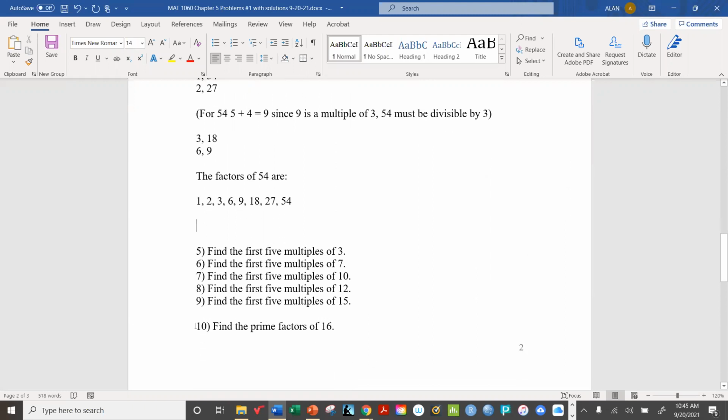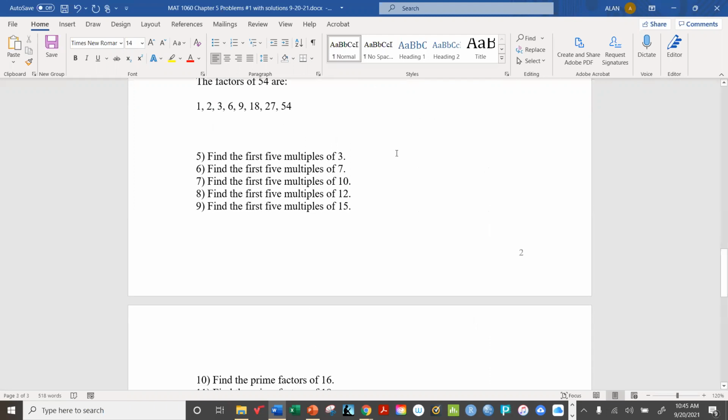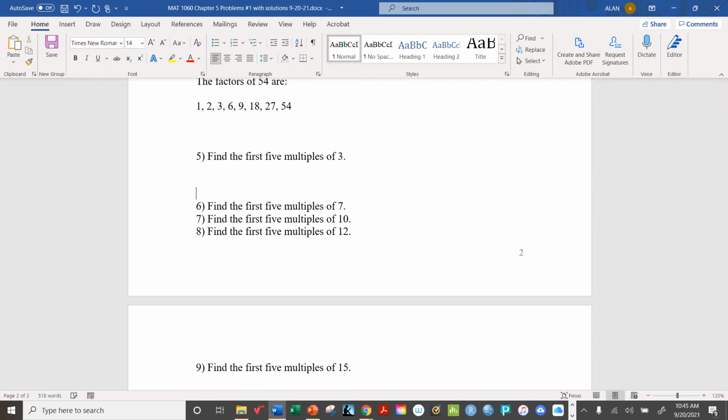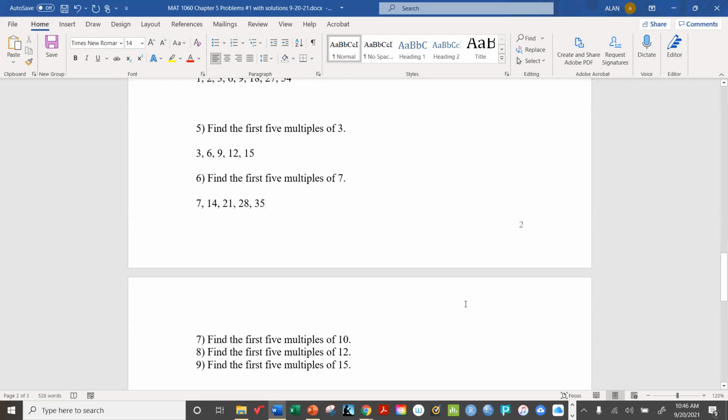All right. Now, what about the multiples? The multiples are easy because literally all you're doing is multiplying this by the first 5 natural numbers. Okay, so the first 5 multiples are 3, 6, 9, 12, and 15. Yeah, these are easy. 7, 14, 21, 28, 35. And again, just notice all I'm doing is multiplying that number by 1, followed by 2, followed by 3, followed by 4, and followed by 5.